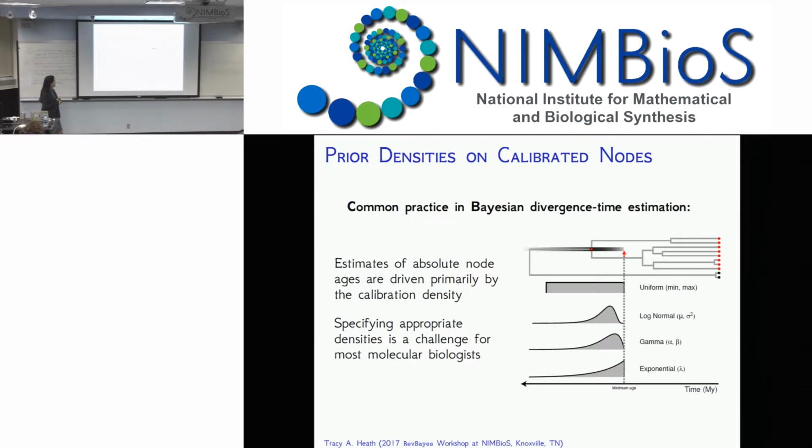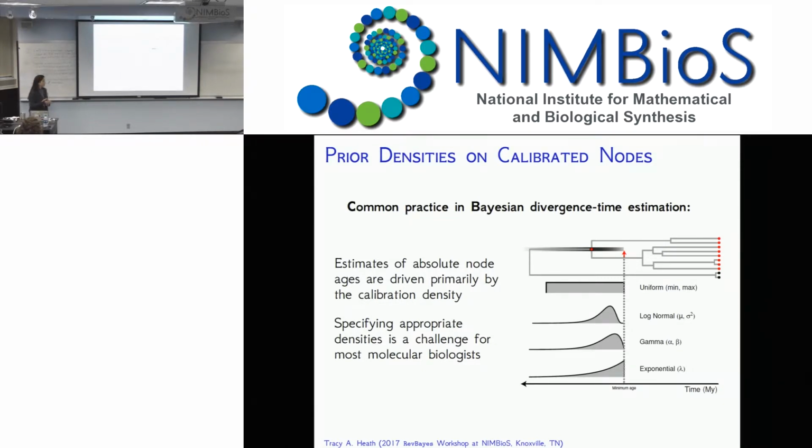But what we do see, if you remember the fact that the sequence data alone don't have any information about this absolute time scale, is that all of your information about the absolute time on your tree is coming from your choice of and parameterization of these calibration densities, and how they interact together if you have multiple of them. So specifying the appropriate calibration densities is really difficult when you're doing this approach.